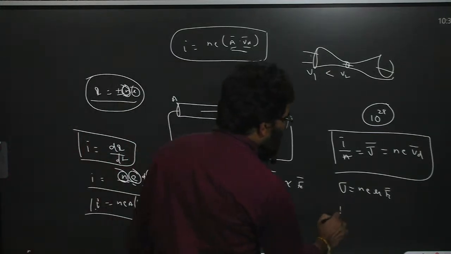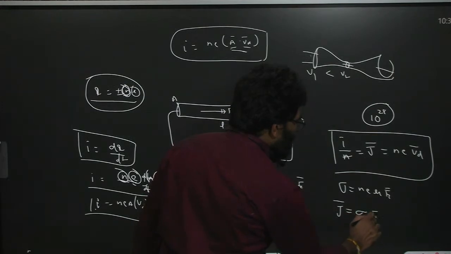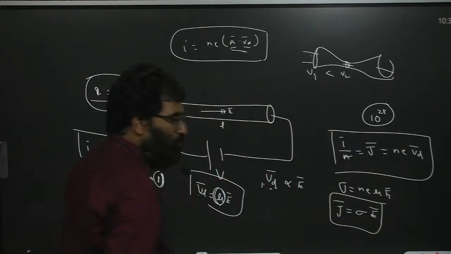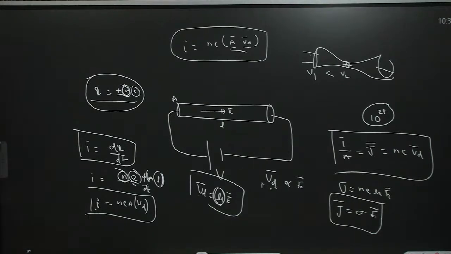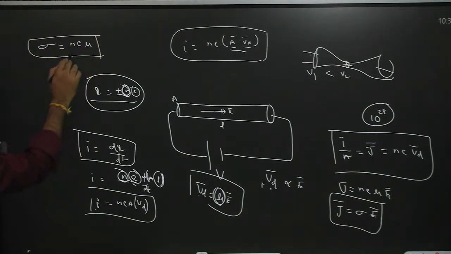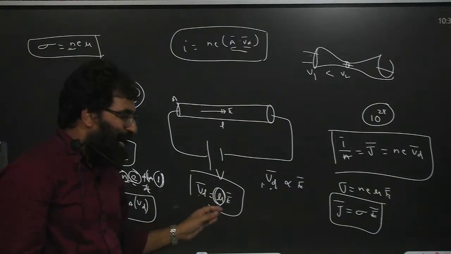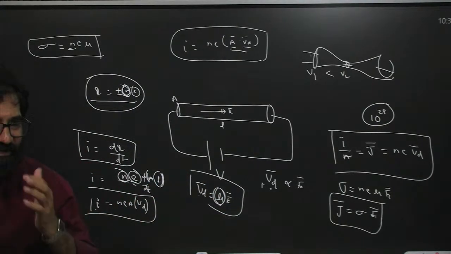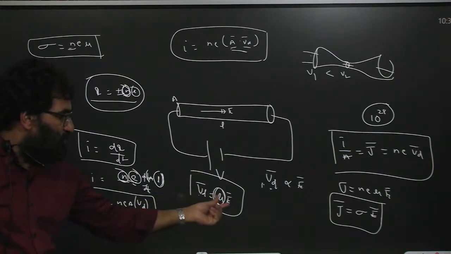So J bar is equal to sigma times E bar. This is the microscopic Ohm's law. Sigma is called the electric conductivity of the conductor. Sigma is equal to n e mu, where mu is the mobility, n is the number of charge carriers per unit volume, and e is the electron charge. For a plus charge keep the plus sign, for a minus charge keep the minus sign. Mobility is a characteristic of charge carriers, so Vd is proportional to the electric field only.